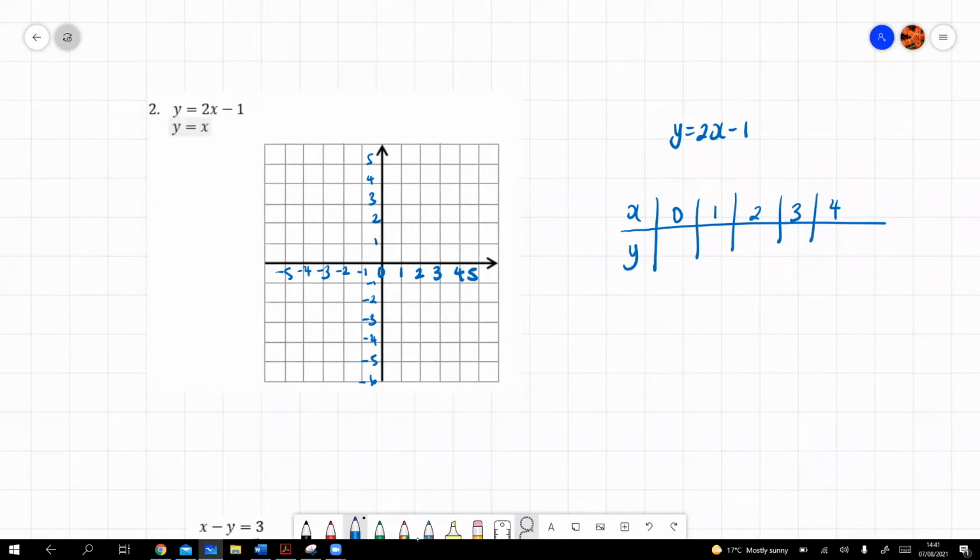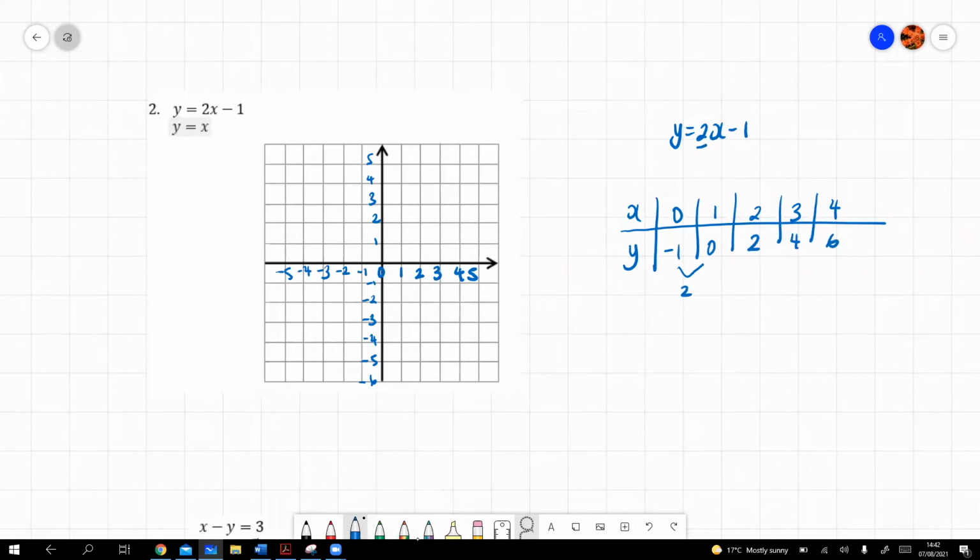When x is 0, what's y? I've got to times the x by 2 and then subtract 1. So 2 times 0 is 0, subtract 1, minus 1. 2 times 1 is 2, subtract 1 is 1. And we can see already here that the number is increasing by 2 because the gradient's 2, so we can just add 2 on. The next ones are 3, 5, 7. Okay, let's plot this graph.